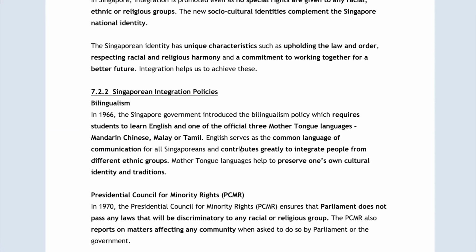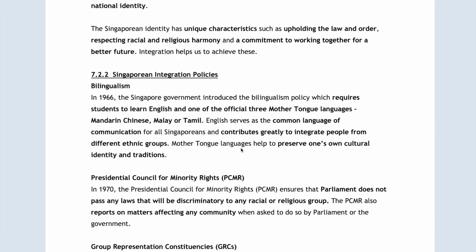So similarly to France, we give no special rights to any race, religious, or ethnic group. The Singapore national identity is based on diversity. So our identity is actually based off the idea that we have multiple identities in one. That's what makes Singapore special. So the Singaporean identity has a lot of unique characteristics, some of which are similar to other countries and some of which are completely unique to Singapore itself.